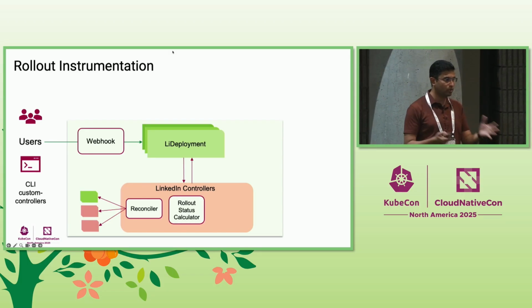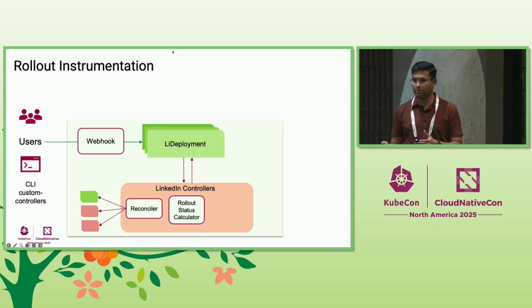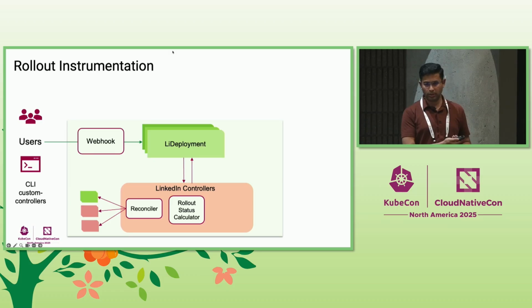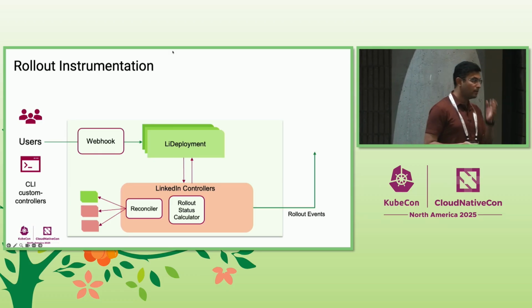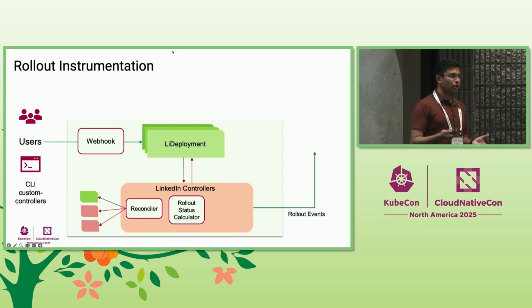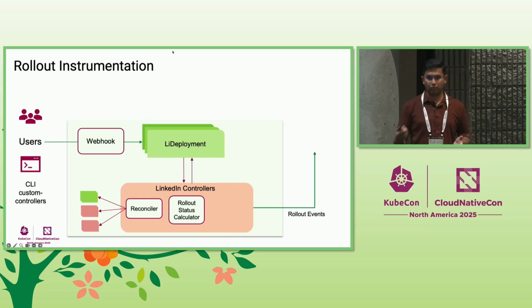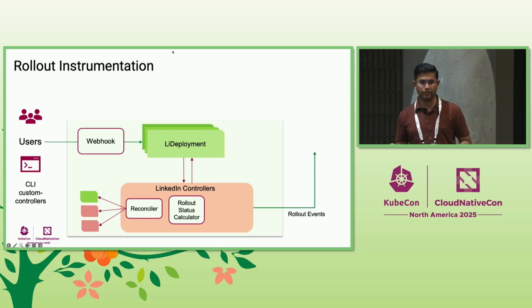In the meantime, we also have the rollout status calculator, which is going to reflect the real-time status of the rollout in the rollout successful condition, whether it is true, succeeding, or false. Now the controller is also going to emit the life cycle events of a particular rollout. Is it progressing, has it succeeded or failed, in the form of Kubernetes events.